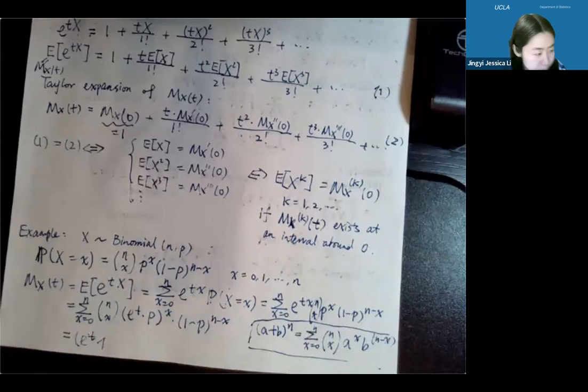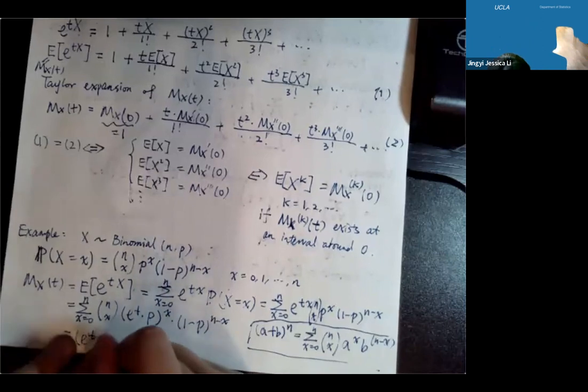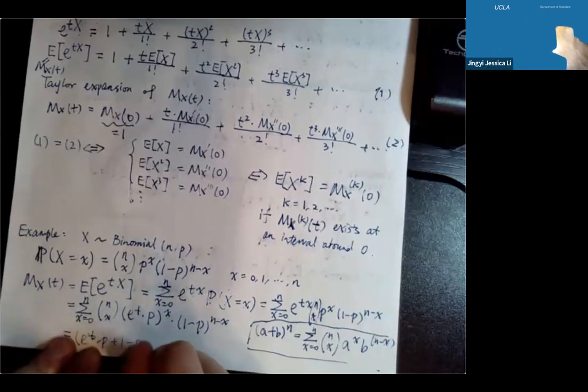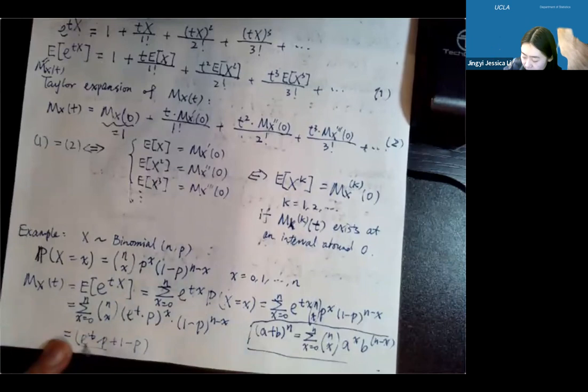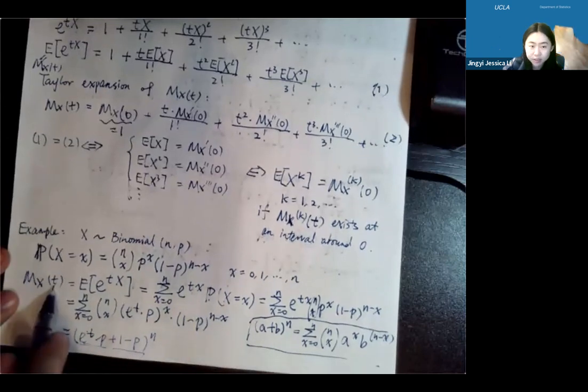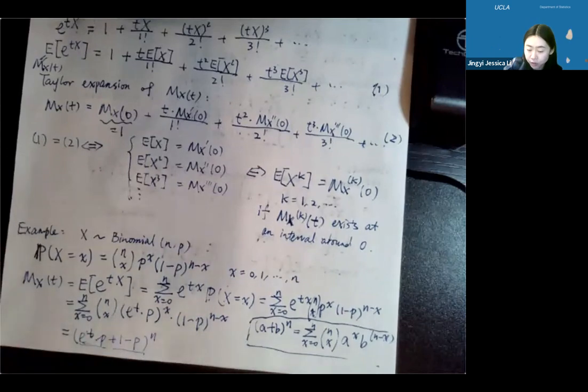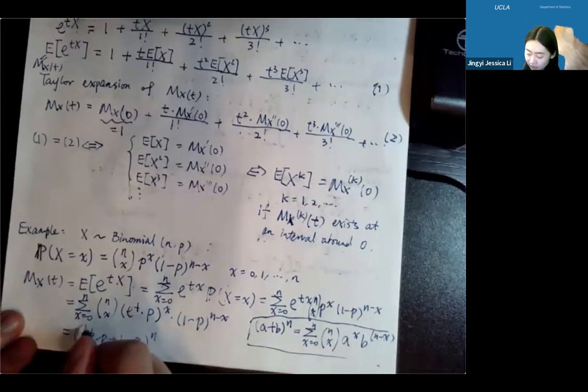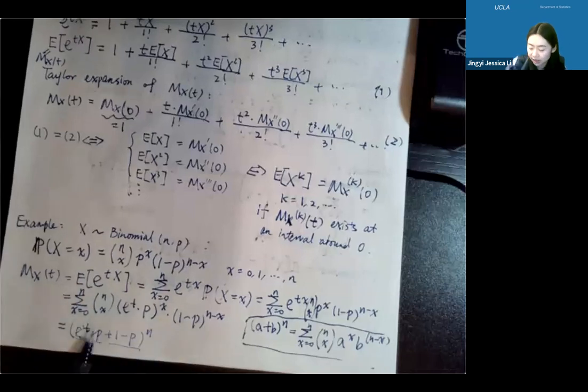e^t times p plus 1 minus p. This is my term A, this is my term B, to the power n. So you see t, the argument of my moment generating function, can be any real number. It will actually be in the term on the right hand side as e to the t. So this is the MGF.